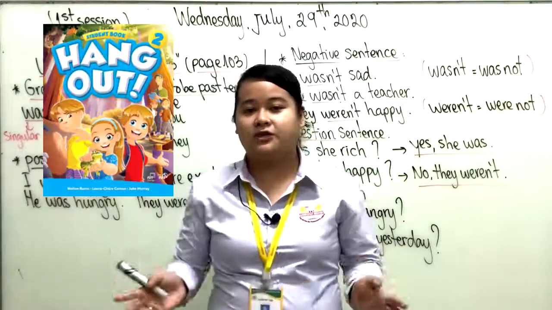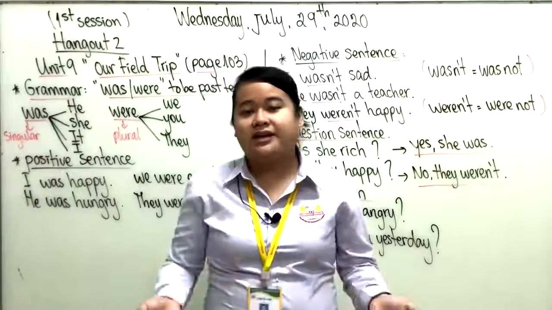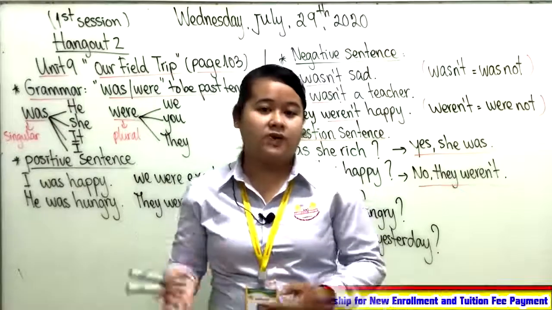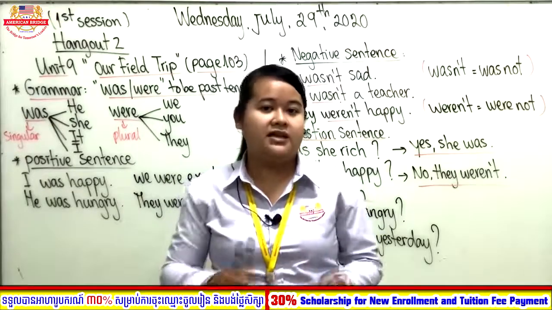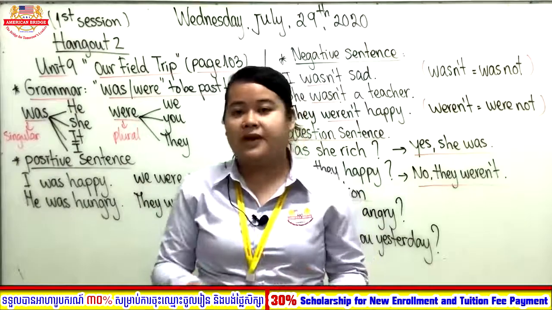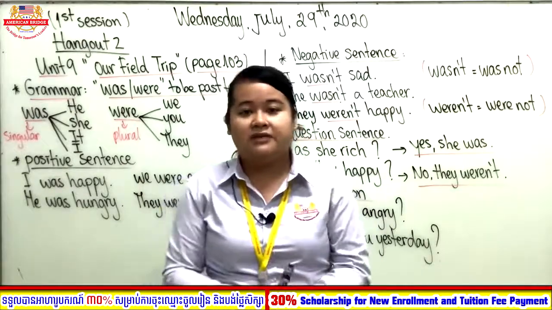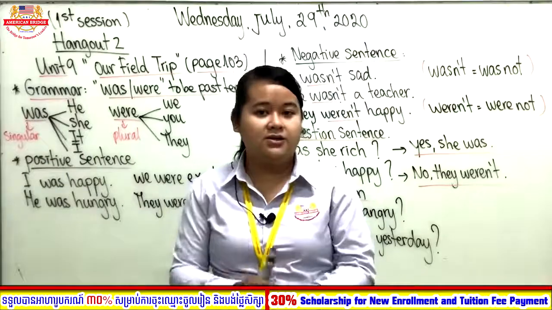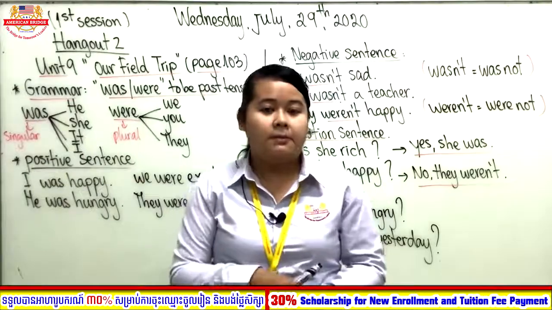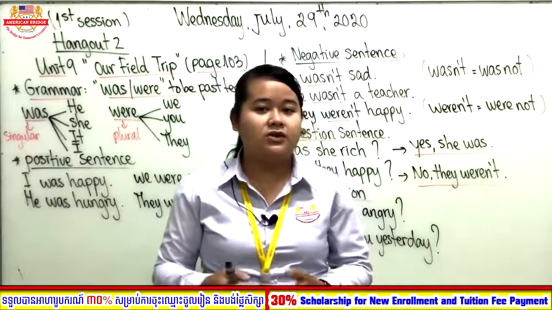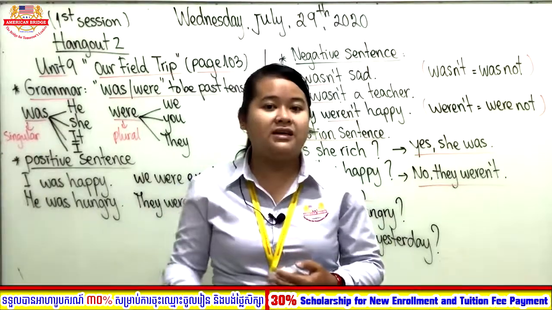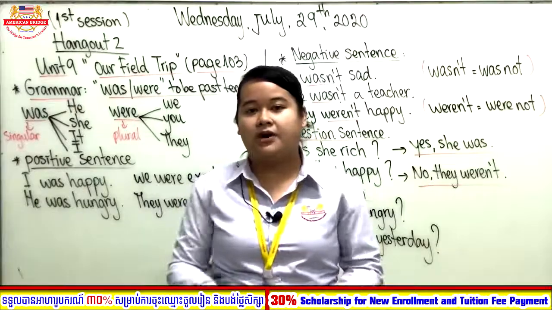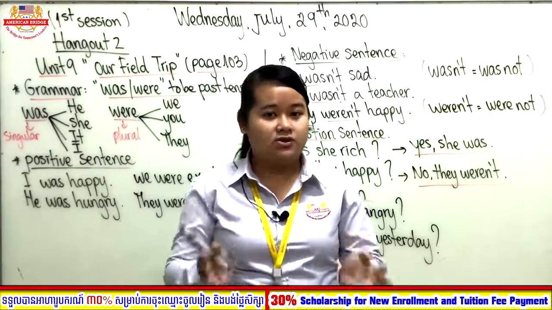So right now teacher wants you to put our book on your table, and don't forget your notebook and your pen, right? Okay, so today teacher wants you to continue our lesson, unit 9, our field trip. Open your book on page 103, where we focus on conversation, using was or were to make questions. Before we practice our conversation, teacher wants you to know more clearly how to use was and were. So right now let's look at the whiteboard and listen to teacher all together.